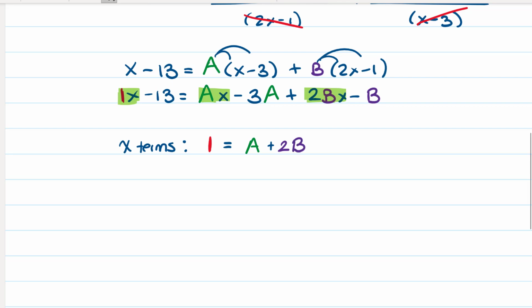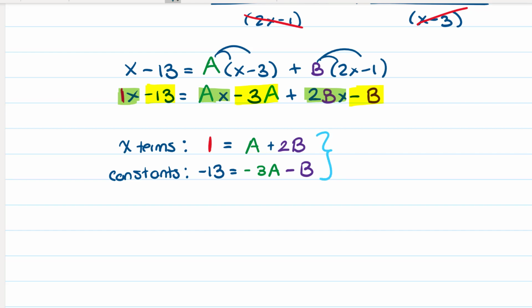Okay, then I'm going to look at the constants. And on the left, I have a negative 13. And on the right, I have a negative 3a and a negative 1b. So negative 3a and a minus b. Okay? So now what I've done is I've created a system of equations.